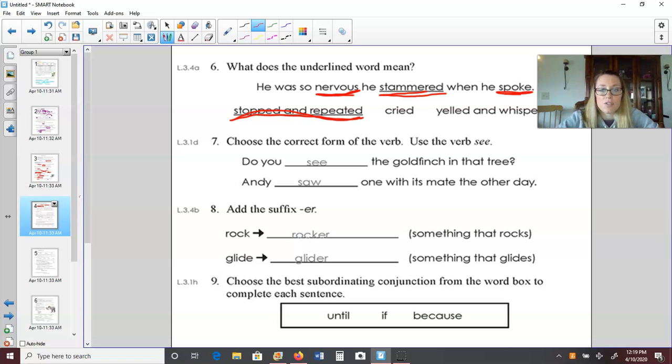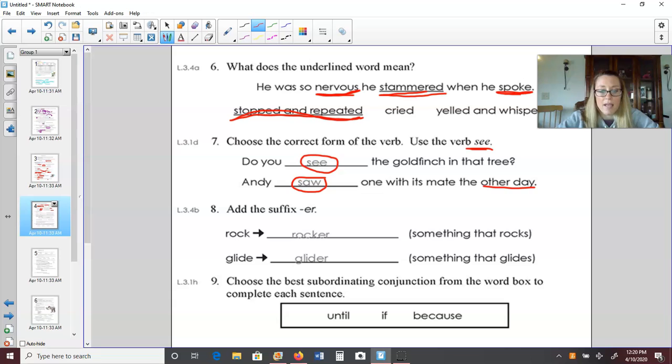Number 7, choose the correct form of the verb using the verb see. Do you blank the goldfinch in that tree? So we would keep it present tense. Do you see the goldfinch? And then Andy blank one with its mate the other day. This is where we change it to past tense because it happened the other day. We know it's in the past. So we would have to change it to saw. This is an irregular verb, so we don't say Andy seed one with its mate. We change the verb to saw.